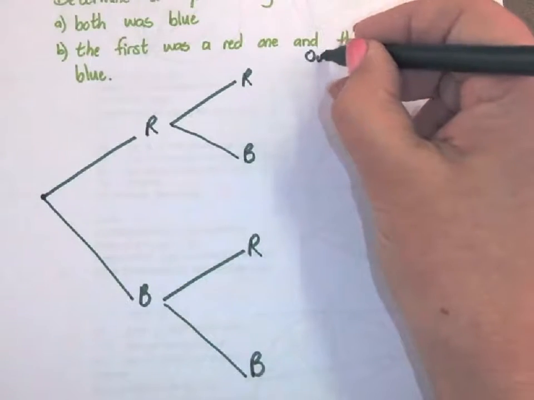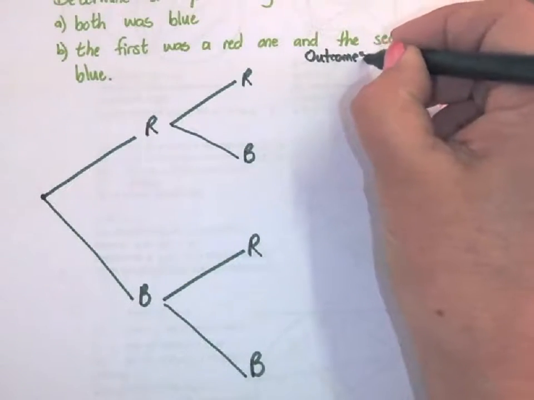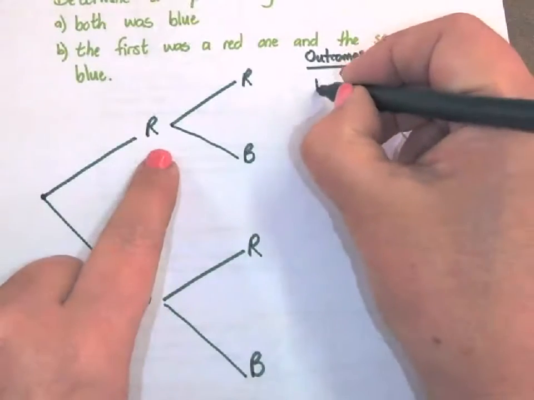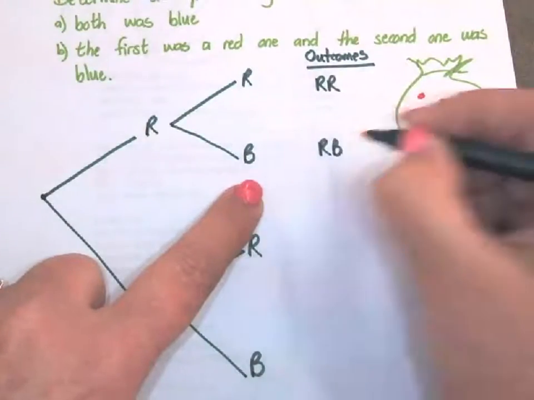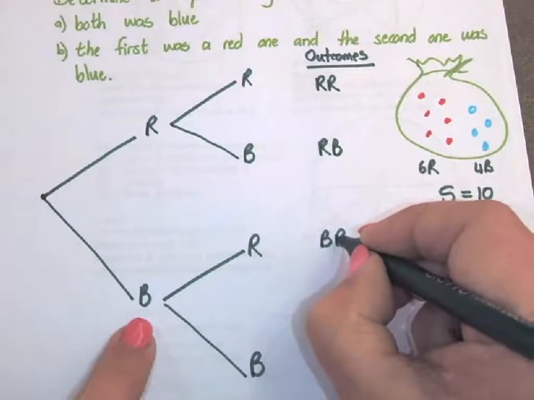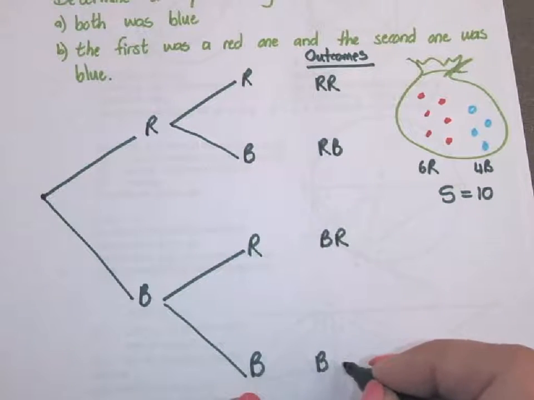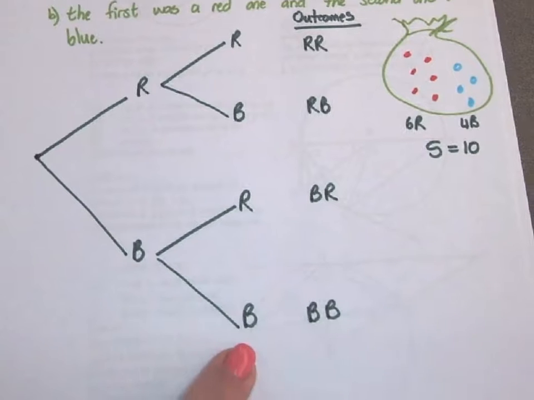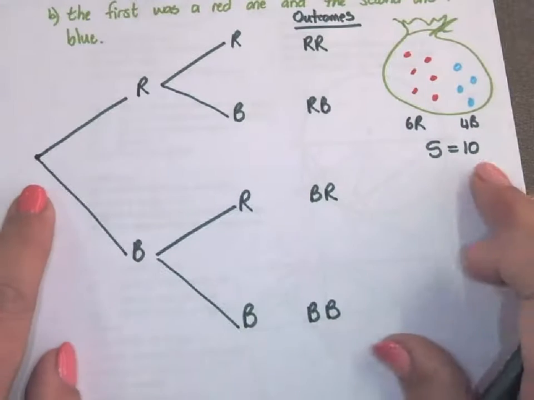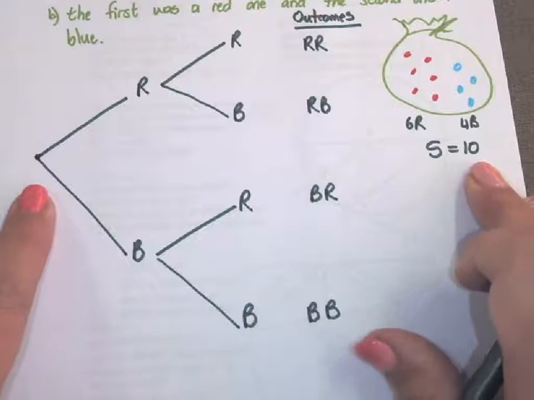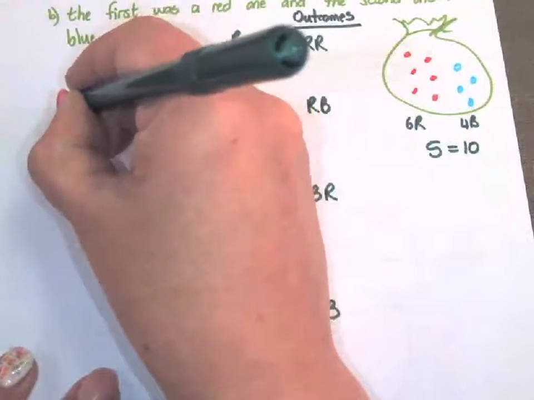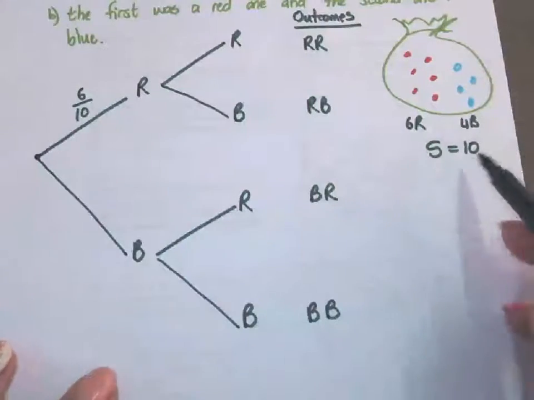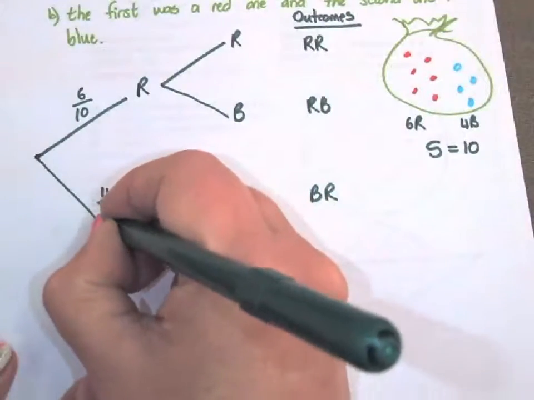We write our outcomes. The first one is red and red, then red and blue, then blue and red, and then blue and blue. Now for the probabilities. We start with 10 marbles. So red ones are 6 out of 10. The blue ones are 4 out of 10.